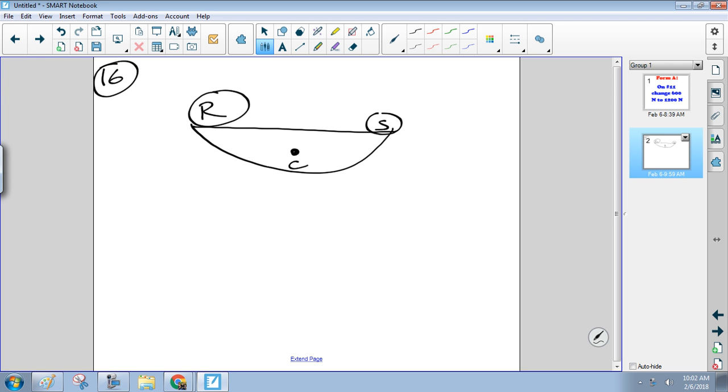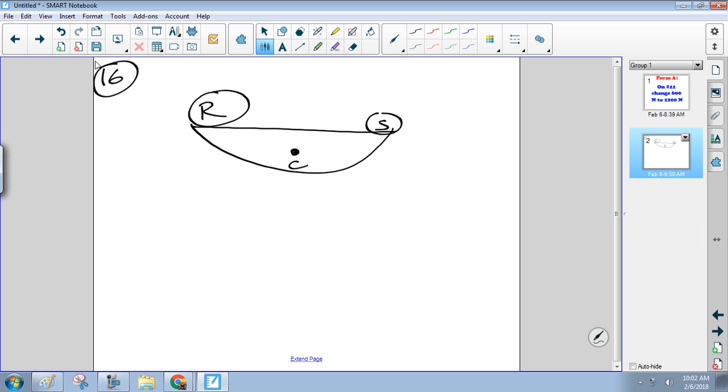Here's number 16. So we got the canoe. Roy's at the left end. Sally's at the right end. The canoe itself can be treated as a point particle located at its exact center. Okay? And then I will always use an X to mark the center of mass of the system.